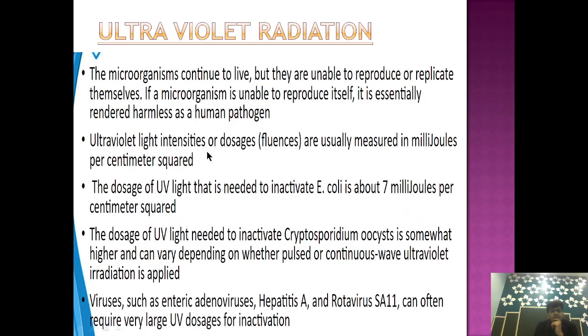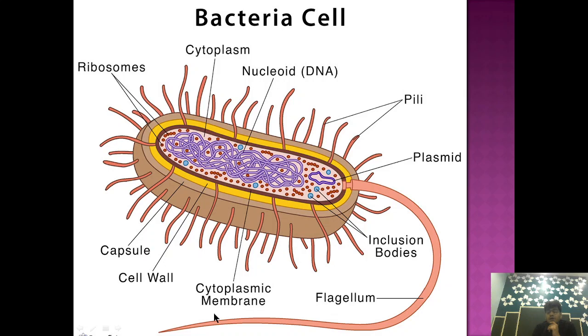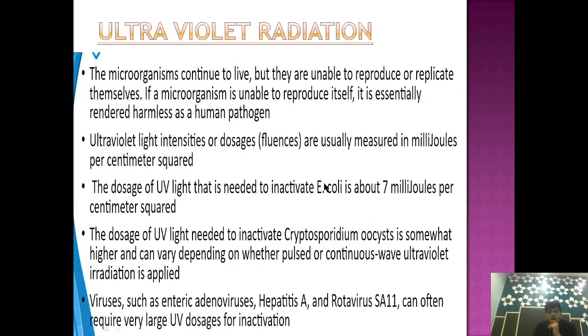Ultraviolet light intensity or dose is usually measured in millijoules per centimeter square. So what information have I given till now? The first is the range: it has a shorter wavelength, in the range of 100 to 400 nanometer. It is effective at 254 nanometer, and it is effective when the water passes through at close range. It doesn't kill the bacteria, it damages the DNA of the bacteria. And I have given you one more piece of information, that it is measured in millijoules per centimeter square.